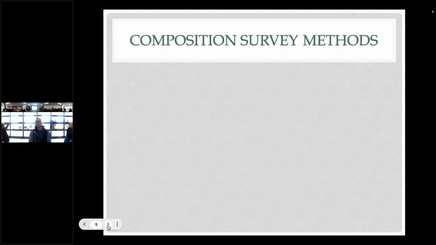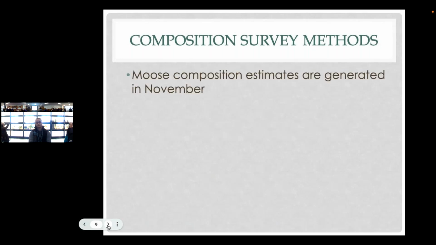So these again are the surveys that we use to assess bull cow ratios and calf cow ratios, and both are important metrics in your moose population. We do these surveys in November, and we do it then because that's when we have hopefully adequate snow to do the work, and it's before the moose begin to drop their antlers, which usually starts to happen a lot after the first week of December.